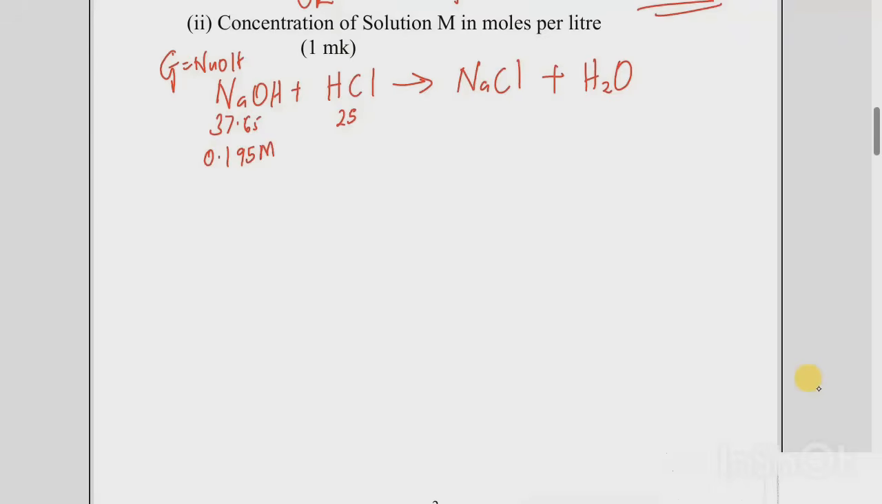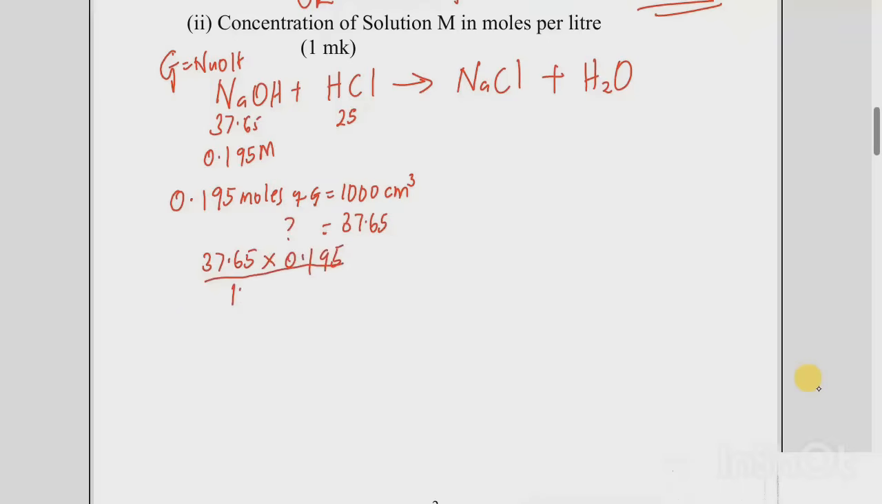So we know that this is the number of moles in a liter. So we say 0.195 is the number of moles of solution G in 1,000 centimeters cube. So what about 37.65? Will contain how many moles? 37.65 times 0.195 divided by 1,000. So this gives you the number of moles of sodium hydroxide used.